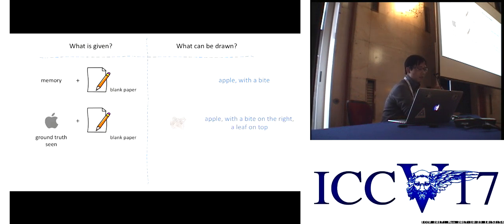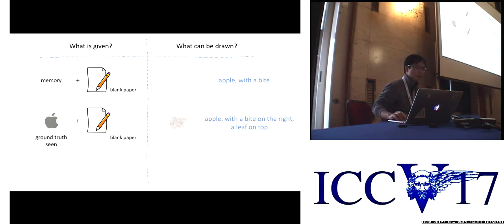Can we do a better job? If you are the person, maybe you will ask for a ground truth as a reference. Now, if I let you see the ground truth, but I still give you a blank paper, then it depends on your drawing skills. The apple may look better. For example, it is an apple with a bite on the right, and maybe it has a leaf on the top. But still, you can see that it is not the Apple logo.